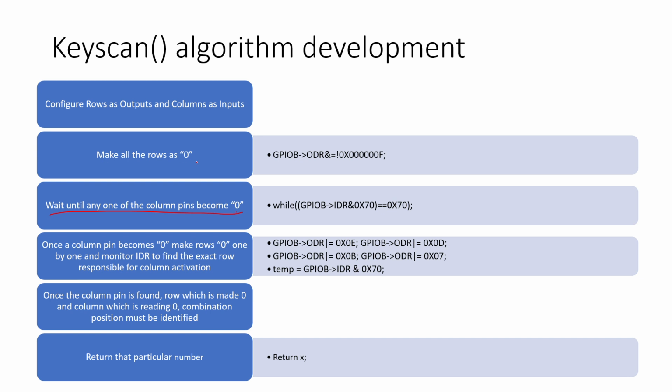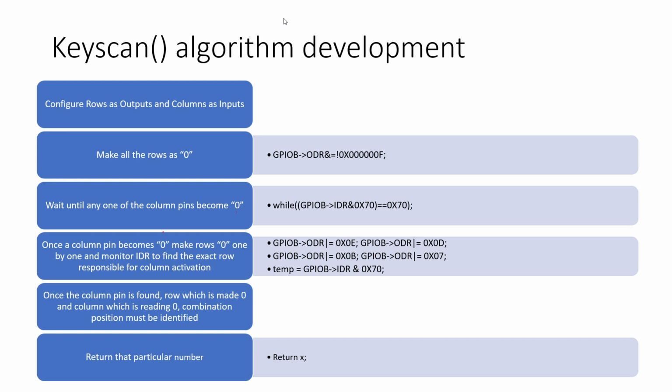So once you have set all the rows to 0, if any one column pin becomes 0, that means the user is pressing a key on the keypad matrix. Once any column pin becomes 0, you will disable all the rows at once, that is, make all the rows 1, and then make each row 0, one by one, to know which column is being pressed. Let us make R1 as 0, check C1, R2 as 0, check C1, R3 as 0, check C1. In this way, we will be repeating for all the rows.